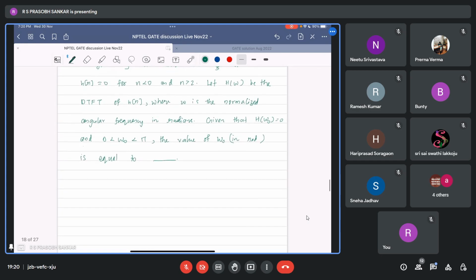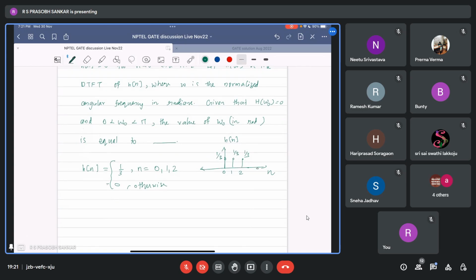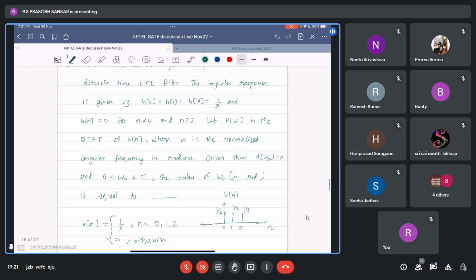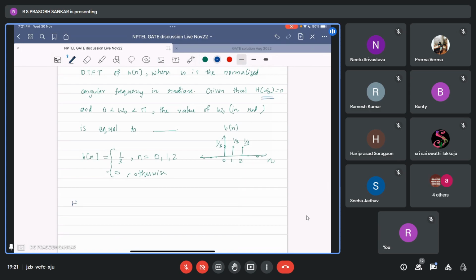I think it's okay. So what do we have? We have h of n equal to 1 by 3 for n equal to 0, 1, 2 and 0 otherwise. So we have the impulse response like this: h of n against n, with 1 by 3 for these three values and 0 everywhere else. Now it is also given that H of omega naught is 0 for some omega naught. So what is H of omega?